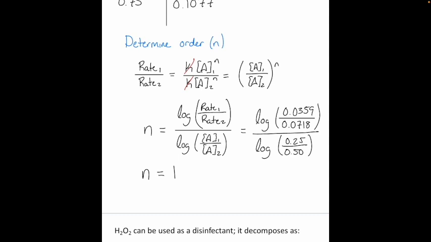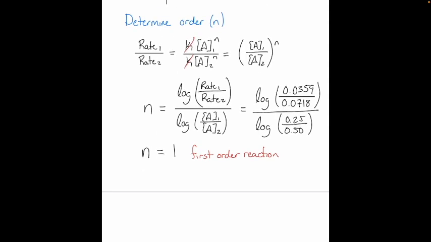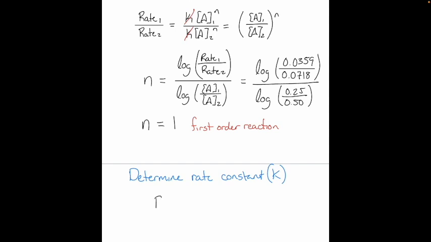And when we get a value of n of 1, all right, that's what we would call a first order reaction. And now that we have that value of n, we can determine our rate constant k by plugging everything into our rate law.